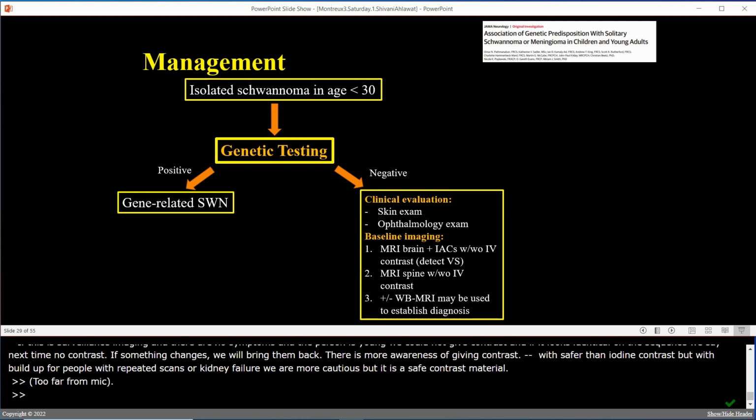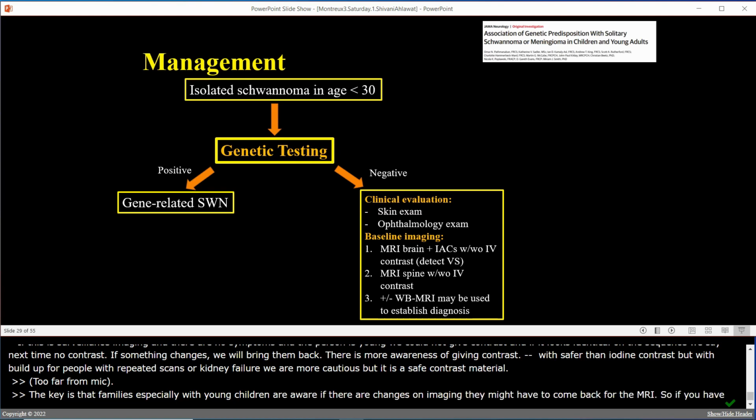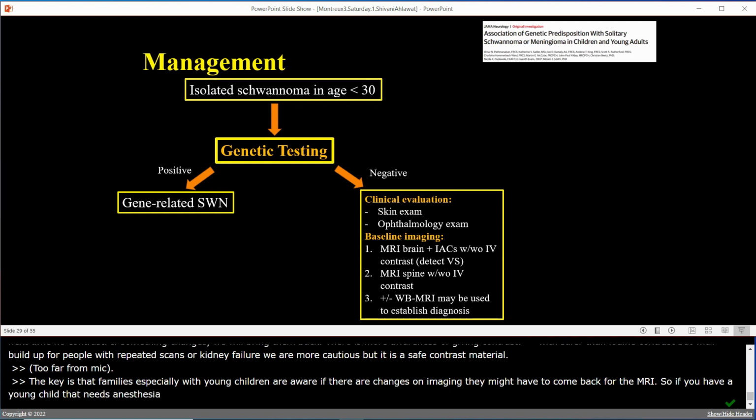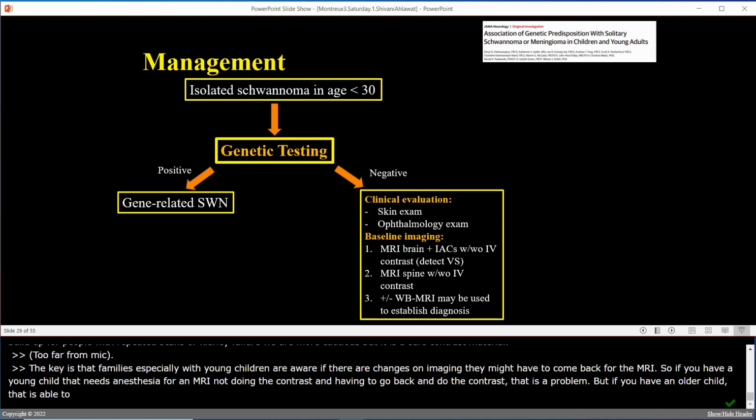the key is really that families, especially with young children, are aware that if there are changes on imaging, they might have to come back for the MRI. If you have a very young child that needs anesthesia for an MRI, not doing the contrast and then having to go back and do the contrast is a problem. But if you have an older child that is able to tolerate the MRI without anesthesia, it might be less stressful for them to not have the contrast done if it is purely surveillance. And if there is a change, you ask them back. Yeah.